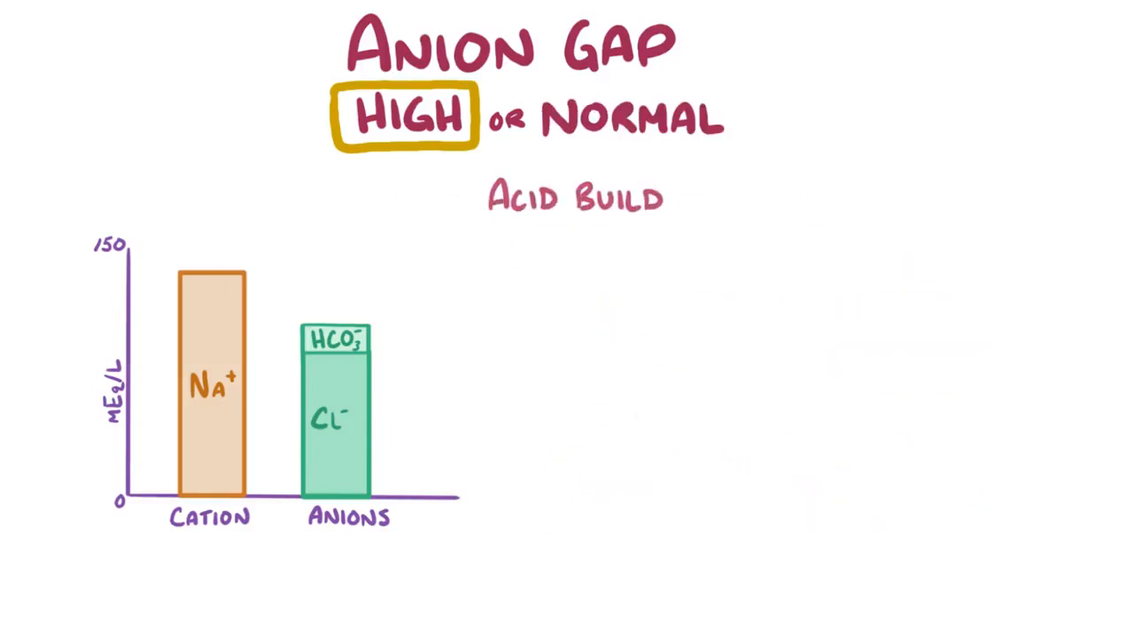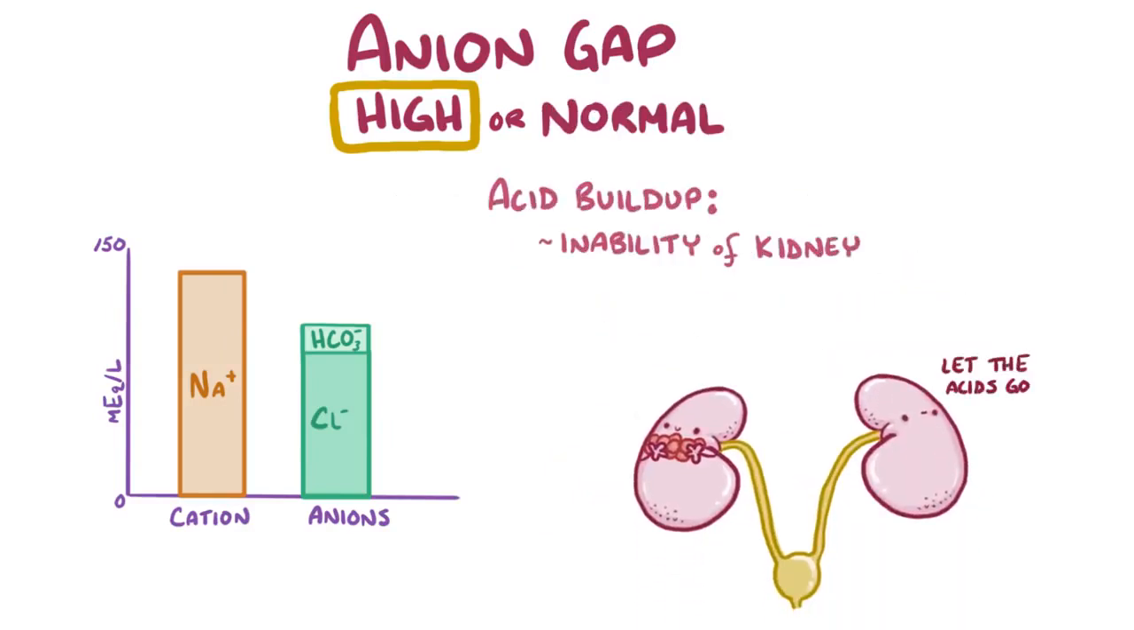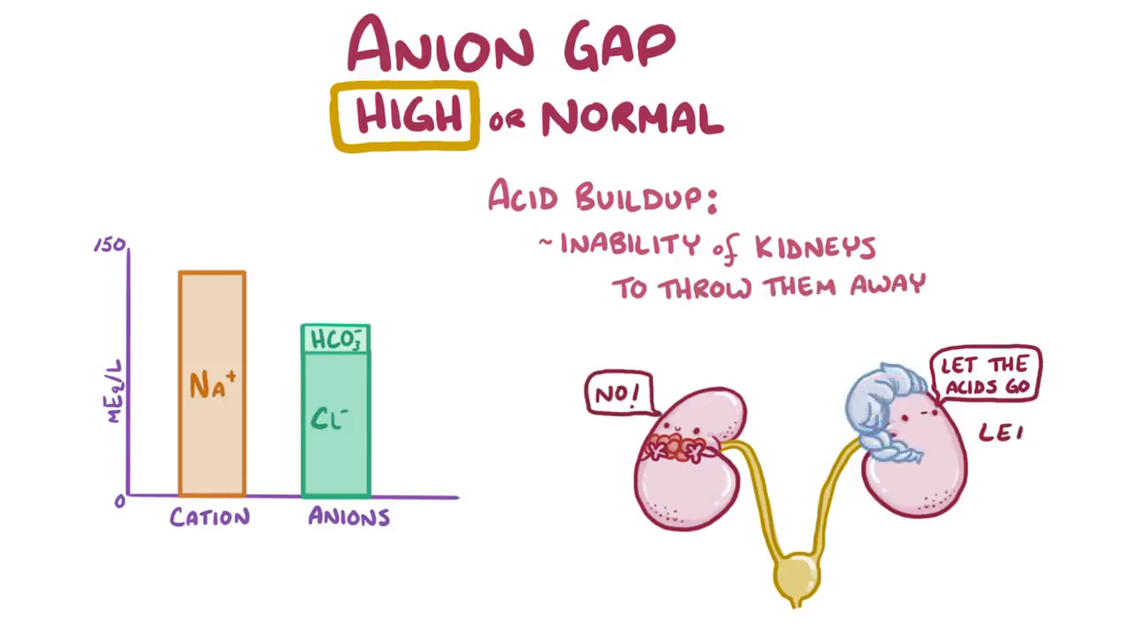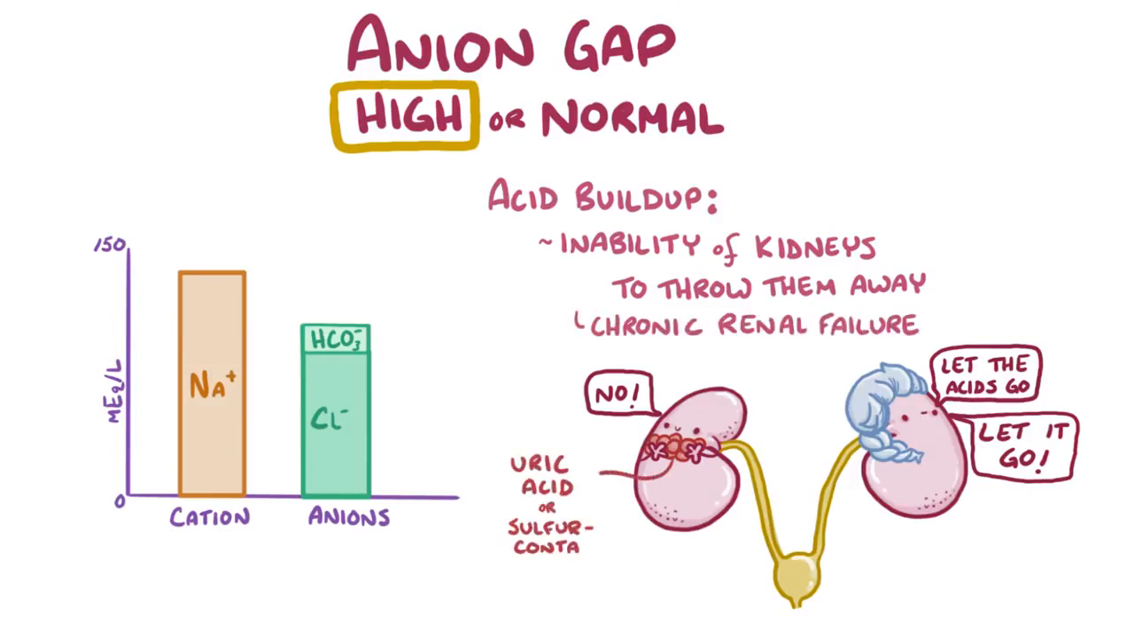Another way acids can build up in our blood is due to an inability of the kidneys to throw them away, even though they're produced in normal amounts. This can happen in cases of chronic renal failure, in which organic acids like uric acid or sulfur-containing amino acids can accumulate because they aren't excreted normally.